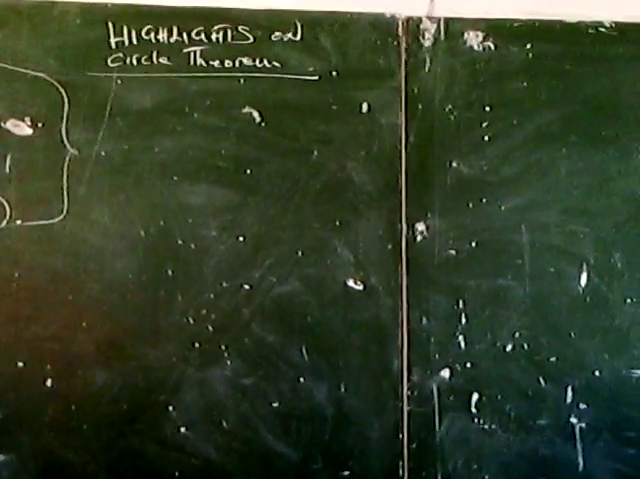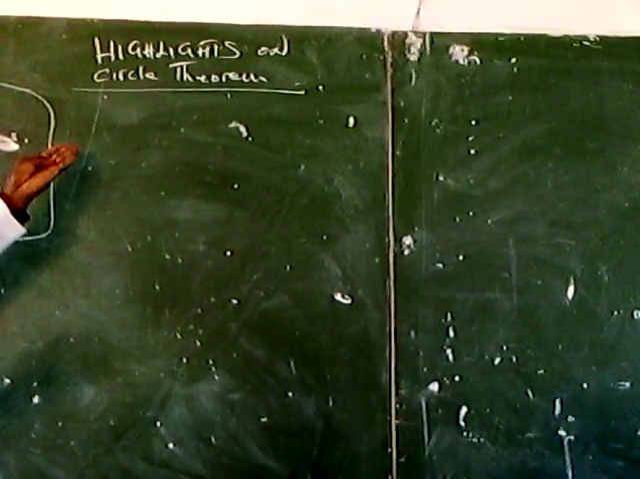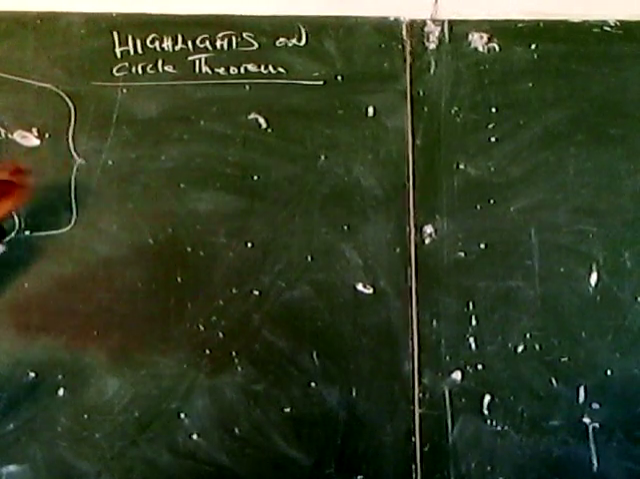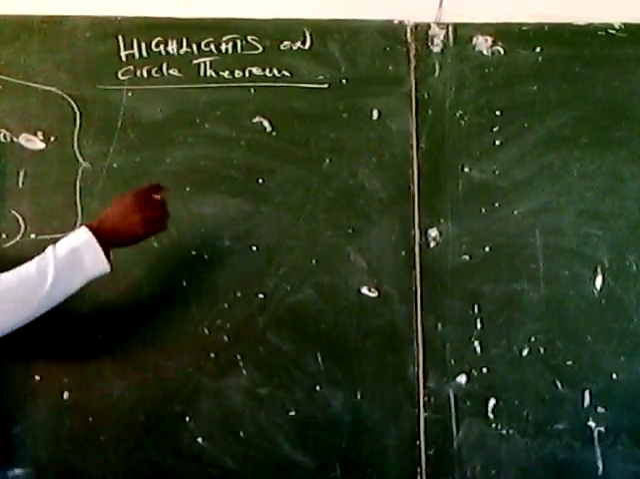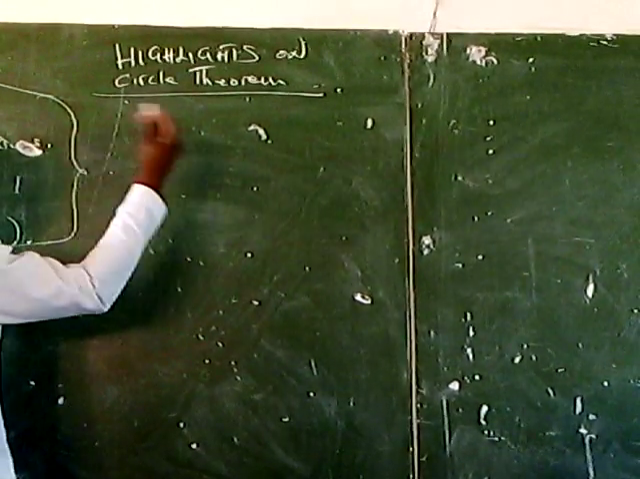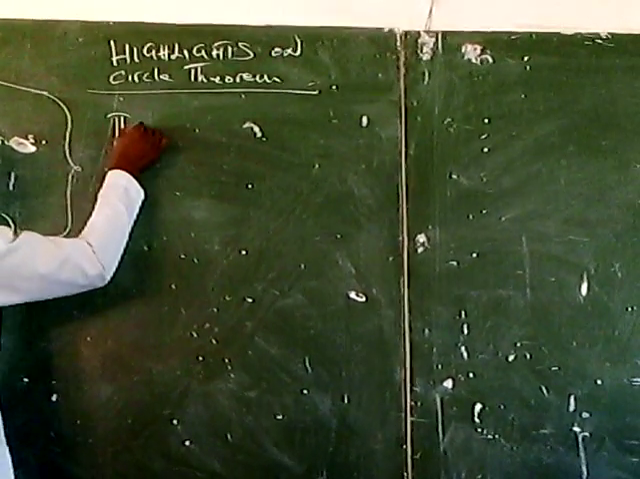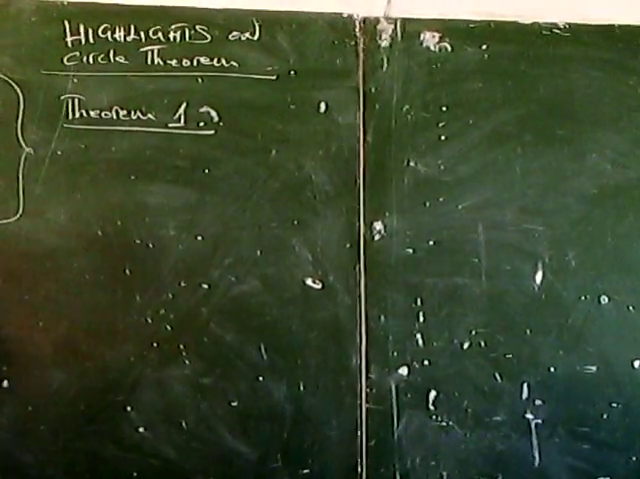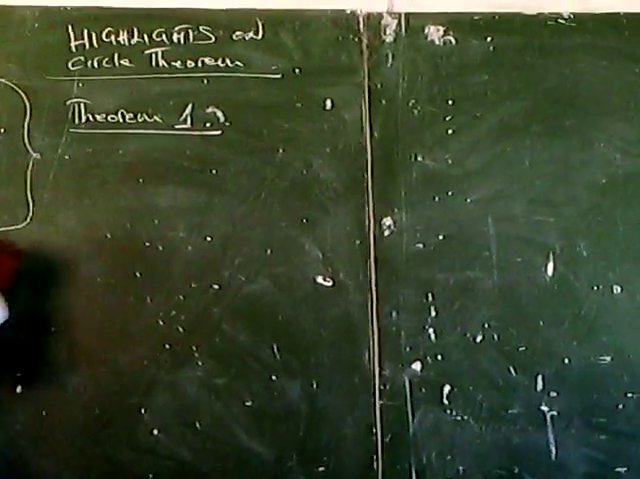Highlights in circle theorem. We did look at a number of theorems. It doesn't matter the order. Theorem number 1, 2, 3, 4, 5 doesn't matter. What we did, I'm just going to remind you. We did look at theorem number 1. We did talk about a circle.